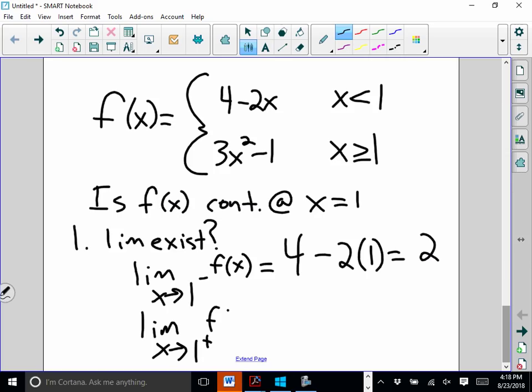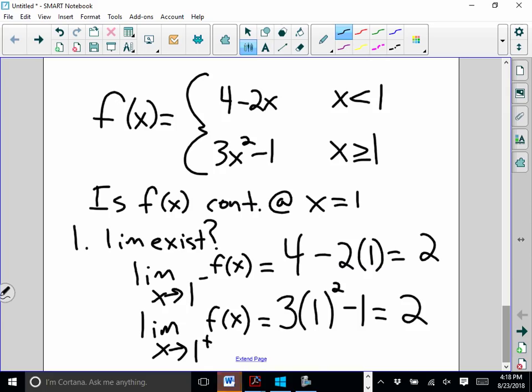Now again, if I'm checking the right-hand limit here, I want to use the part of the piecewise function that is defined for the numbers greater than the x value that we're looking at, which is 1. So I want to plug that into the function 3x squared minus 1. What we notice here is that our right-hand limit is also 2.